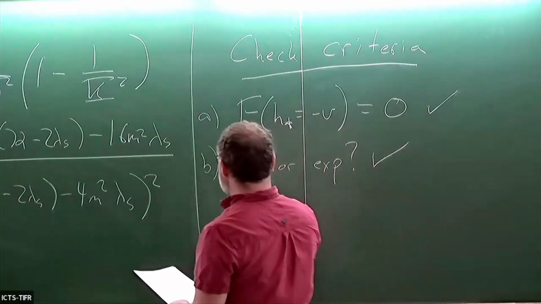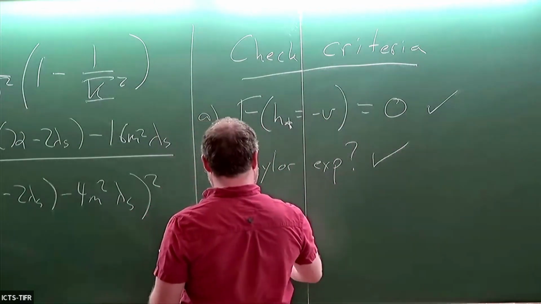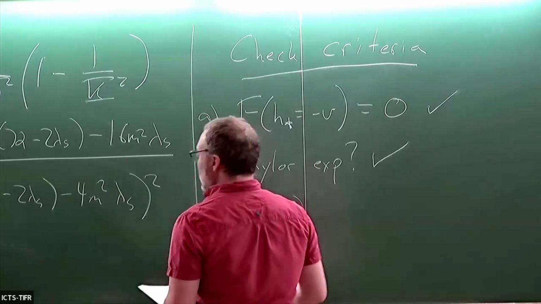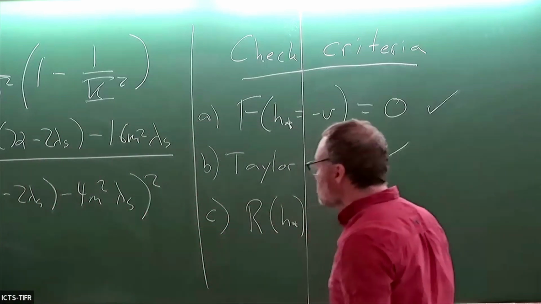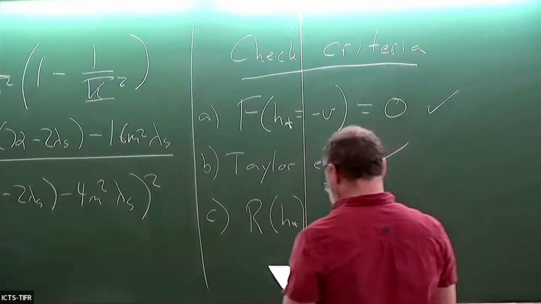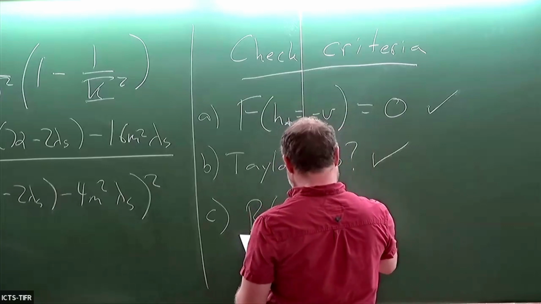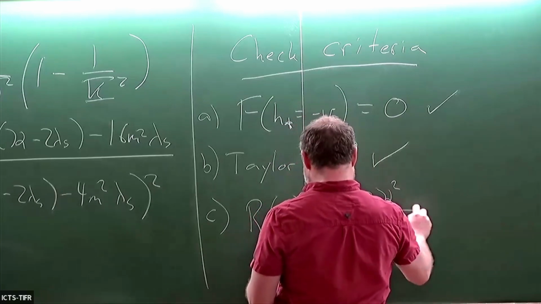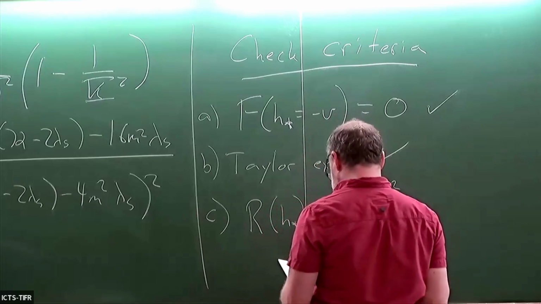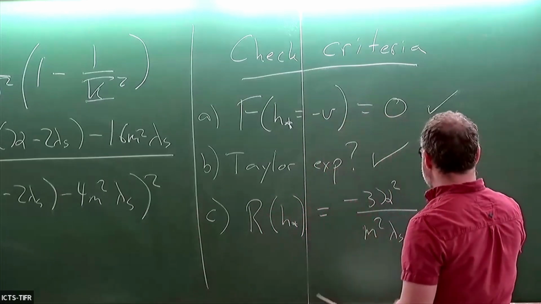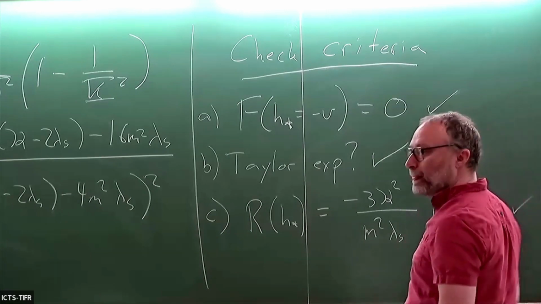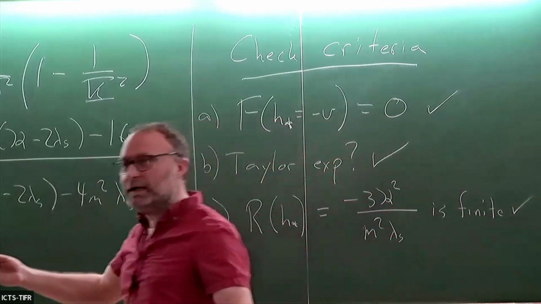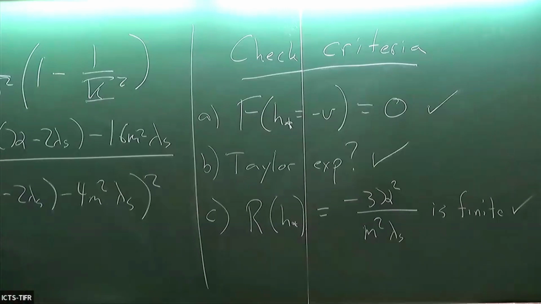And what about C? So let's evaluate R at H star. So we just take this formula, plug in H equals minus V, okay? And we get minus 3 kappa squared over m squared lambda s. And this is finite. Okay, voila. I live in France now, so I get to say that. We have SMEFT.